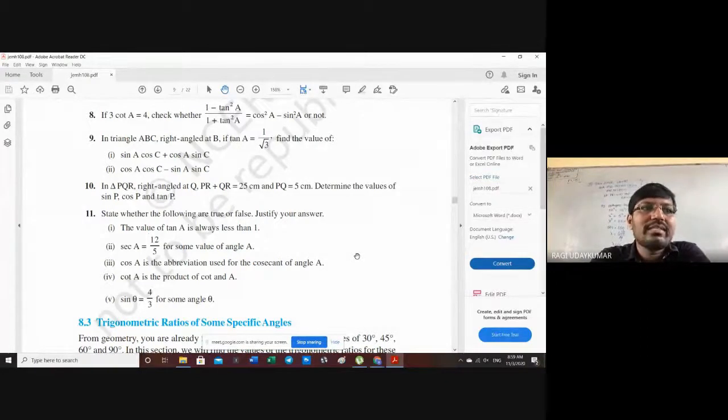Sin theta is 4 by 3 is given to you. Can sin theta be 4 by 3? No, it cannot be. Because whenever you take sin theta, the numerator should always be less than the denominator, because it is opposite by hypotenuse. The hypotenuse is always greater than the remaining two sides. So the numerator should be less than the denominator. Here the numerator is greater than the denominator, so 4 by 3 is not possible for sin theta. So like that, you need to write the explanation in your notebook.